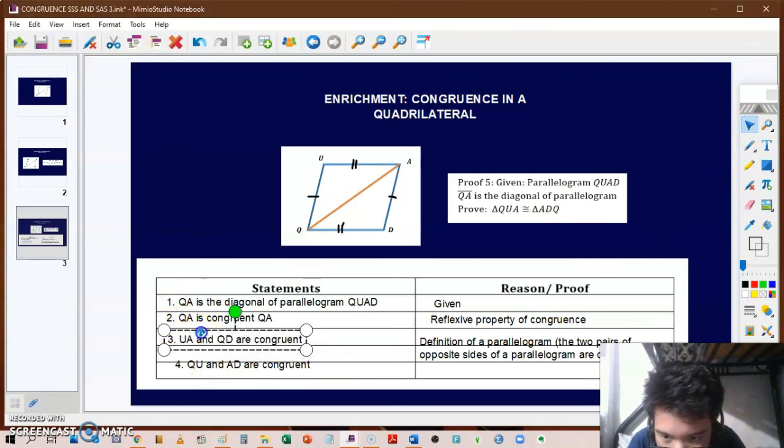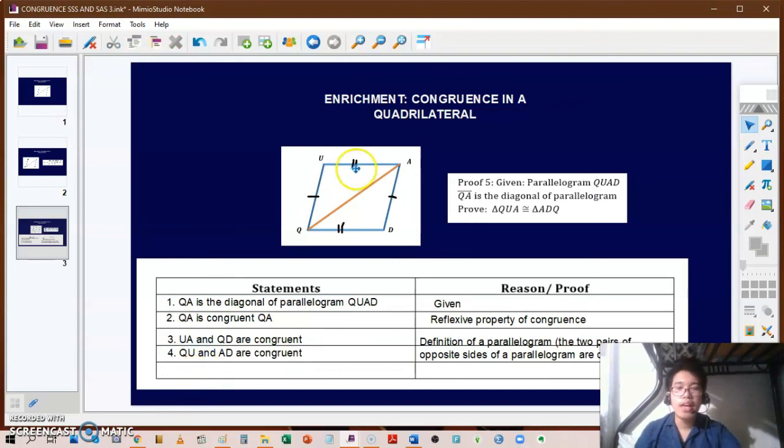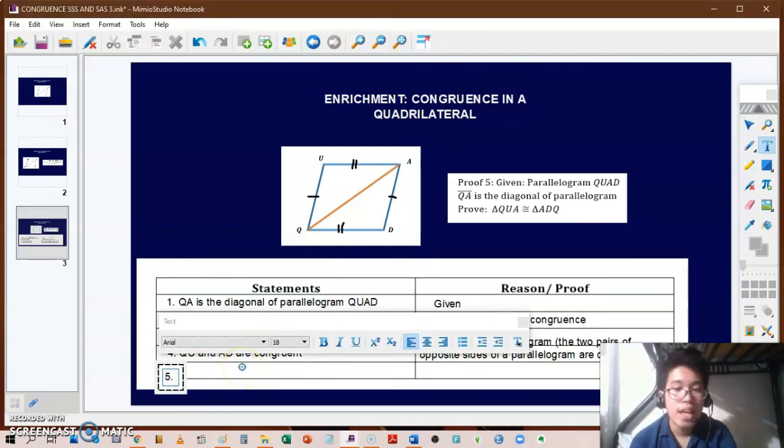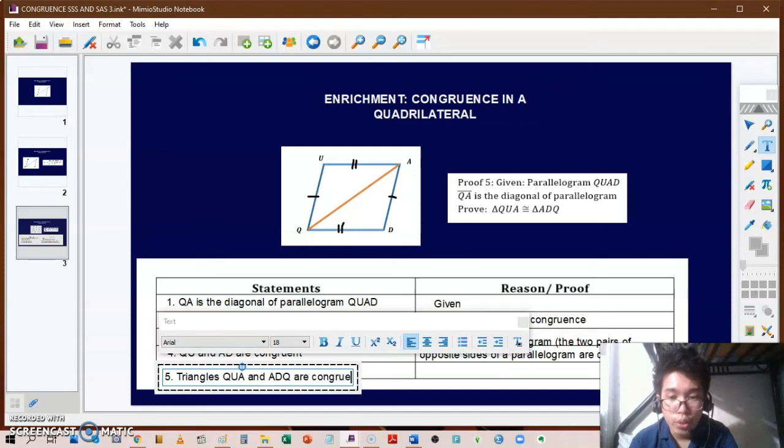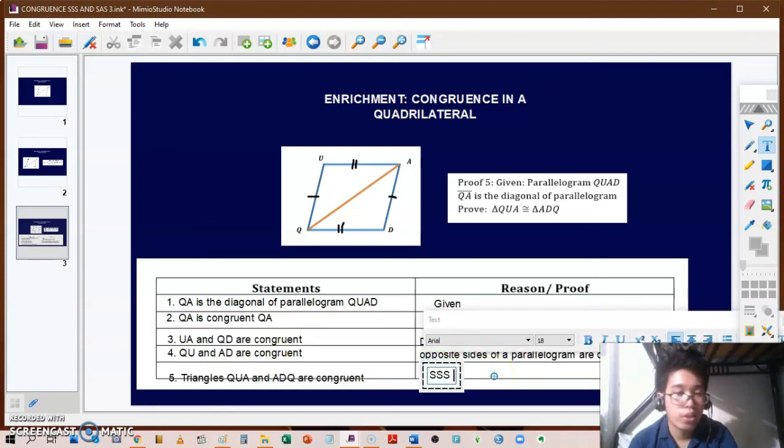We've already established that QA is congruent to itself, UA is congruent to QD, and UQ is congruent to AD. Therefore, we can now prove that these two triangles are congruent based on the SSS triangle congruence postulate. Triangles QUA and ADQ are congruent, based on the side-side-side, or SSS, triangle congruence postulate.